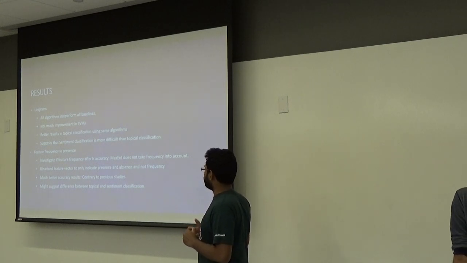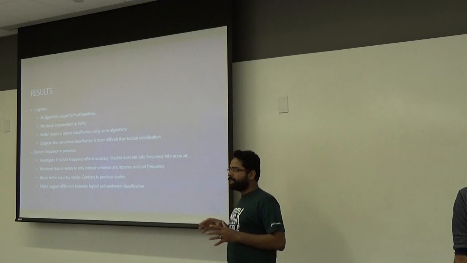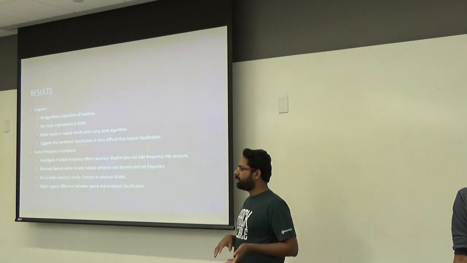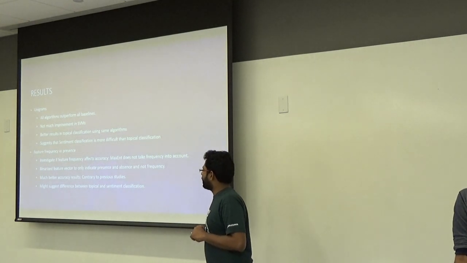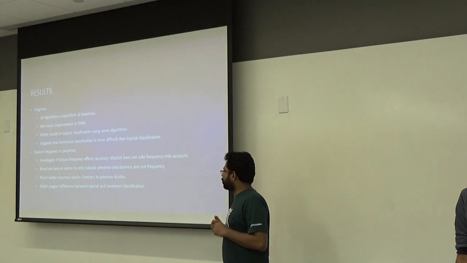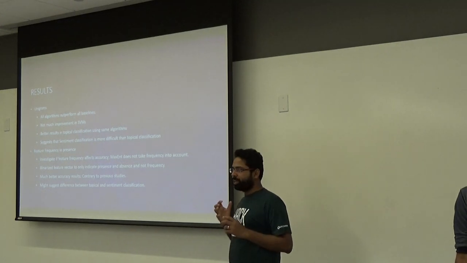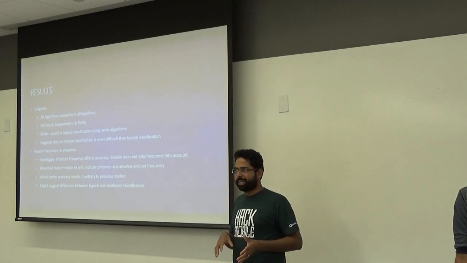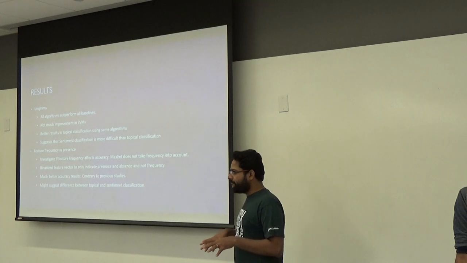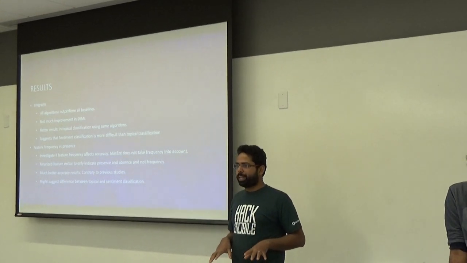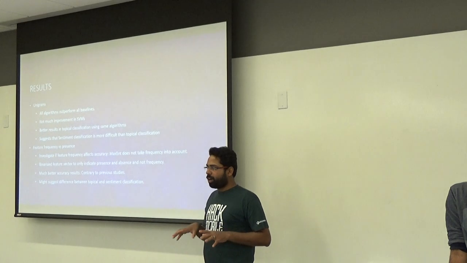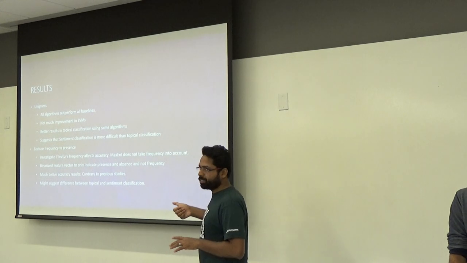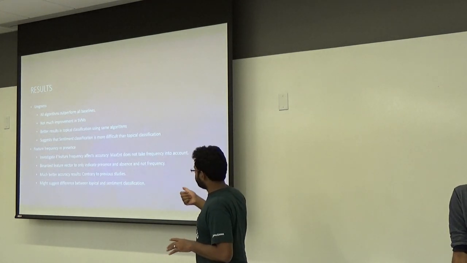It suggests that sentiment classification is more difficult than topical classification, because there's a drastic difference between the performance they are receiving from topical classification and from sentiment classification. Then they are trying to use feature frequency versus presence. There are different adjective words, or words which represent negative or positive sentiment, and they are trying to see if they should consider only the presence of that word or just count the number of occurrences of that word. So they have investigated that, incorporated it into the existing machine learning algorithms, and looked at the results.